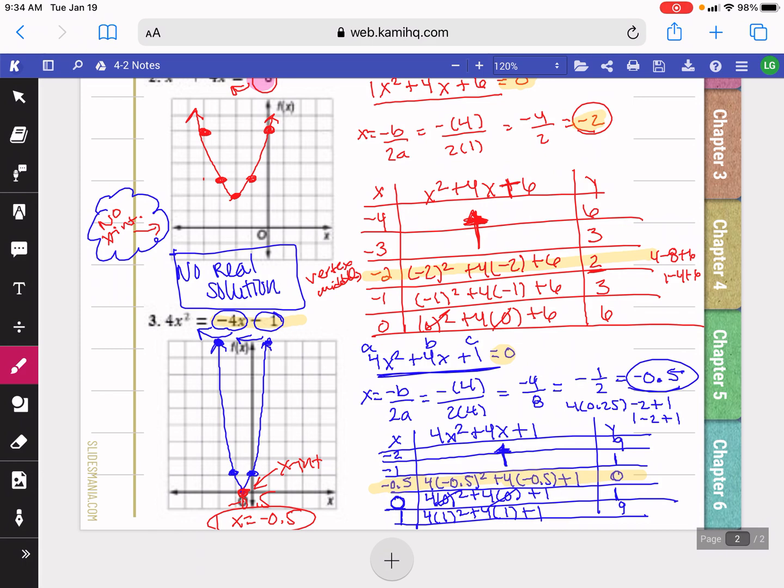Put the numbers that are around that. You can use whole numbers. And then plug into the equation or expression that you started with. Once you get your y values, you can graph it. Once you have your graph, all you have to do is look for your x-intercepts or your zeros, because those are the solutions to your equation.